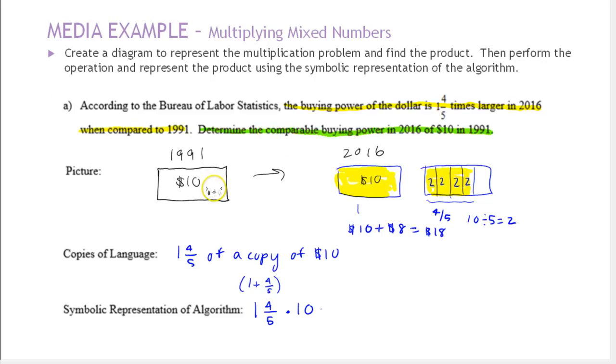So instead, what we do is we'll rewrite this mixed number as an improper fraction, so 9/5 times 10. And now we don't have to worry about that addition in between. We can just multiply across. So we have 9 times 10 over 5. I'm going to cancel out the factor of 5. This cancels to 1. This cancels to 2. And we get the result of 18, which corresponds with our picture. Let's look at the next one.